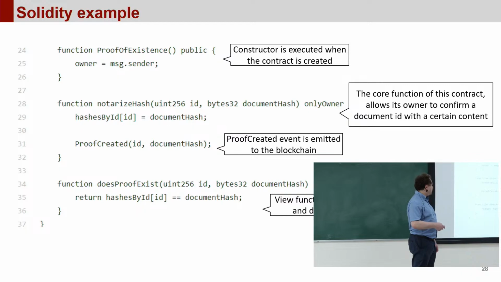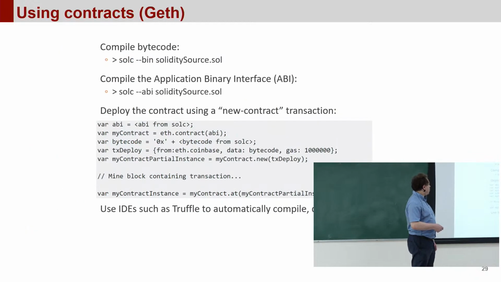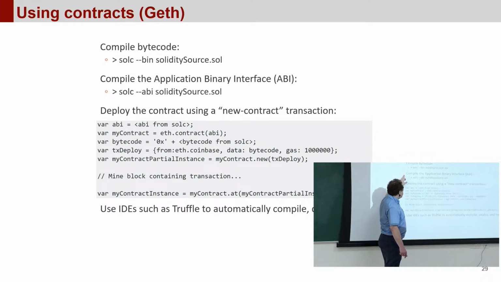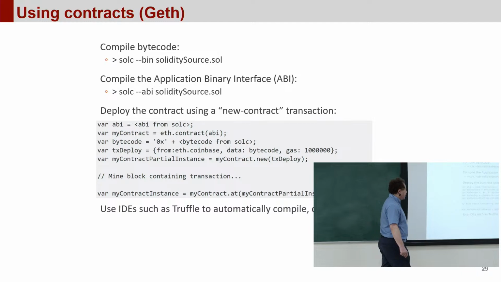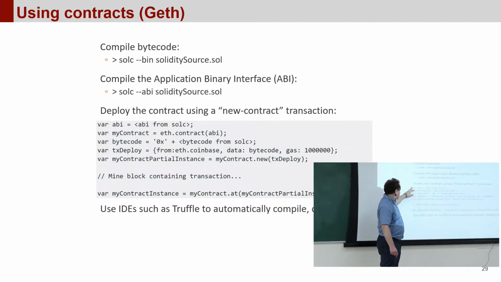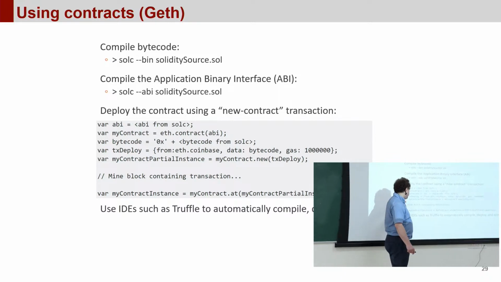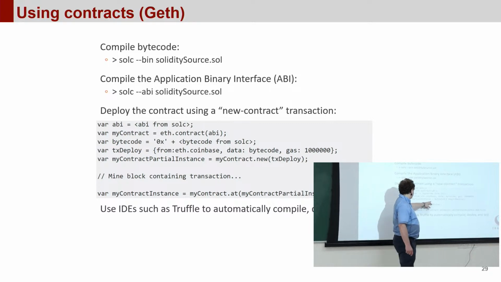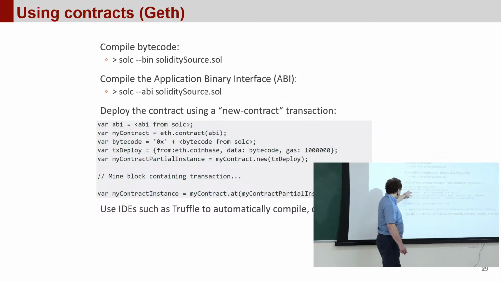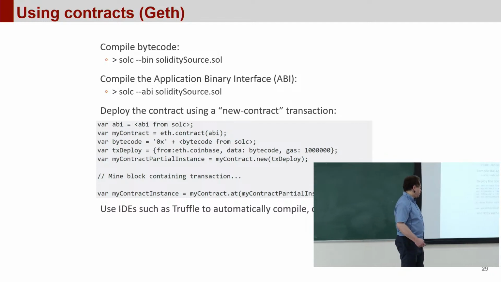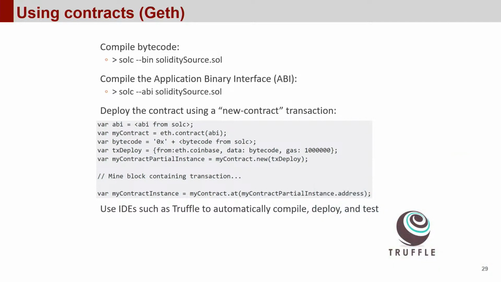So these are some of the features of Solidity. Now, what do we need to do with contracts? After we create a contract, we need to compile the interface to the contract. So we configure the interface. Then we deploy the new contract using a new contract transaction. So this is how we create a new transaction. Usually you don't need to write all this code yourself because IDEs such as Truffle and Remix automatically compile, deploy, and test contracts.